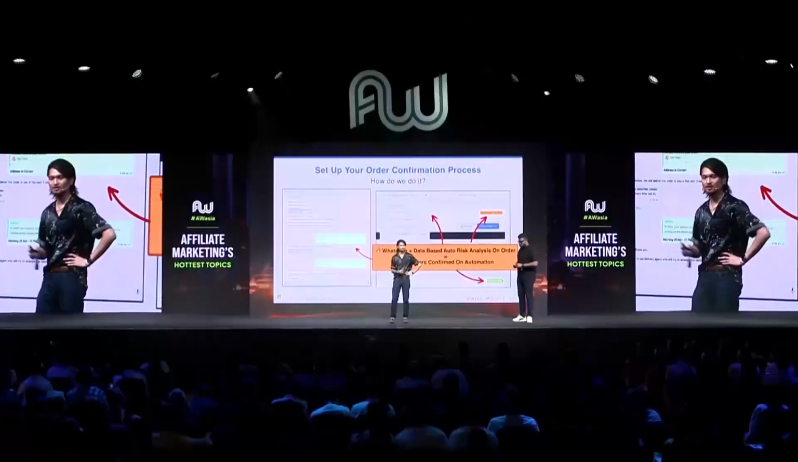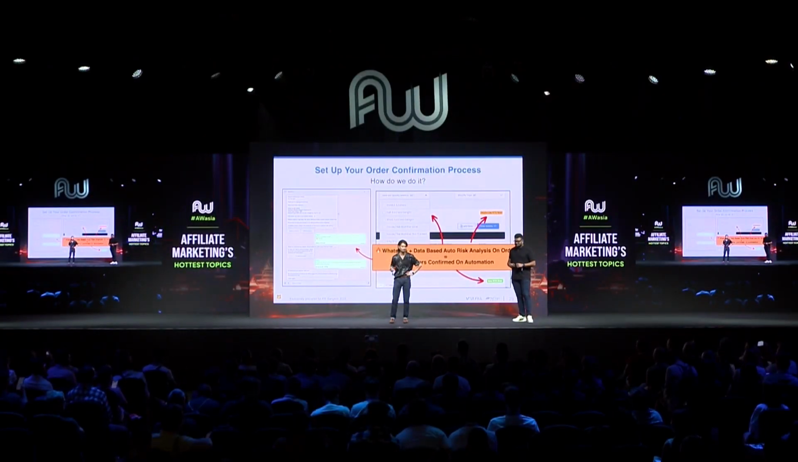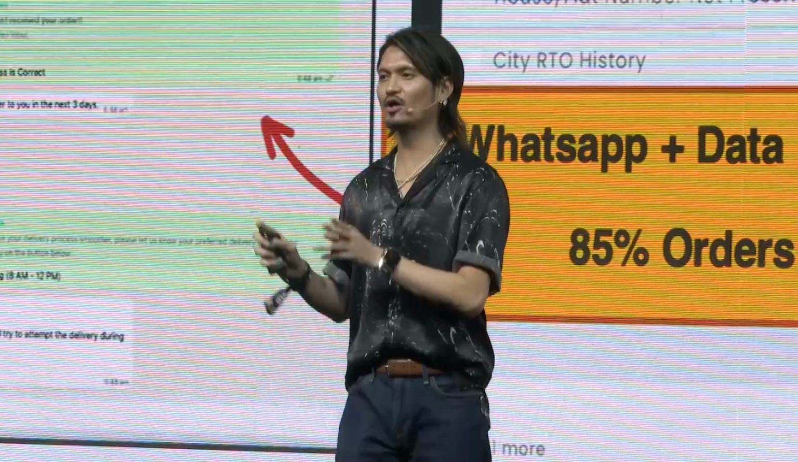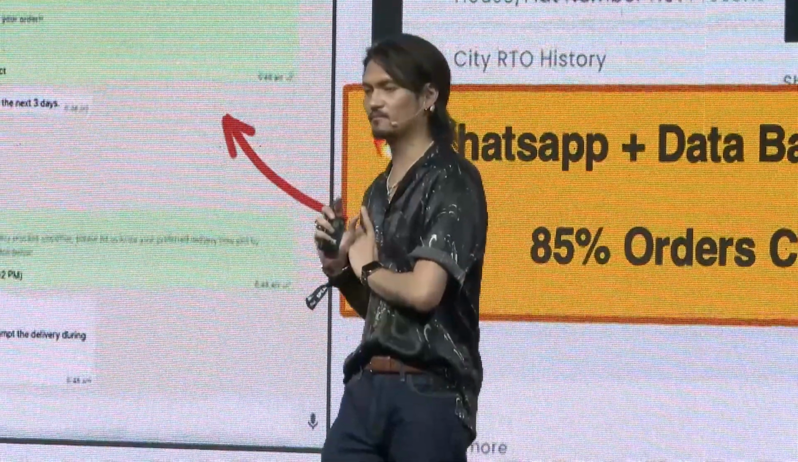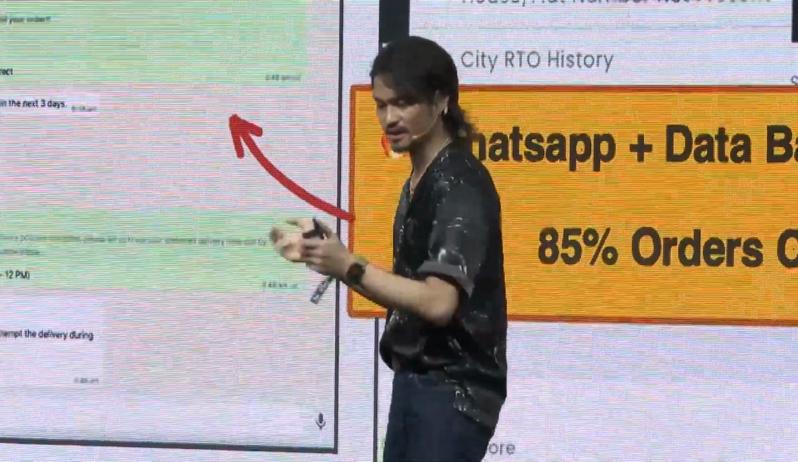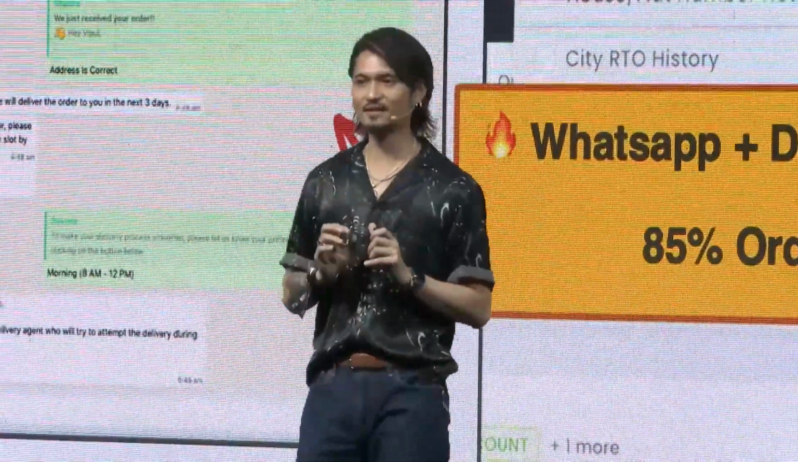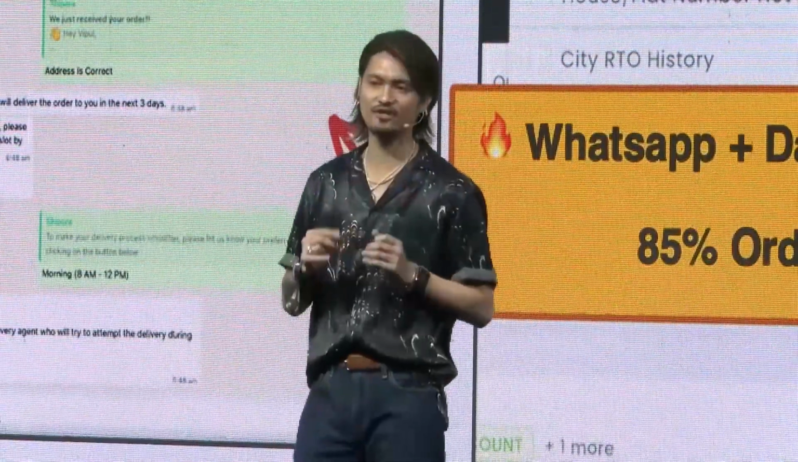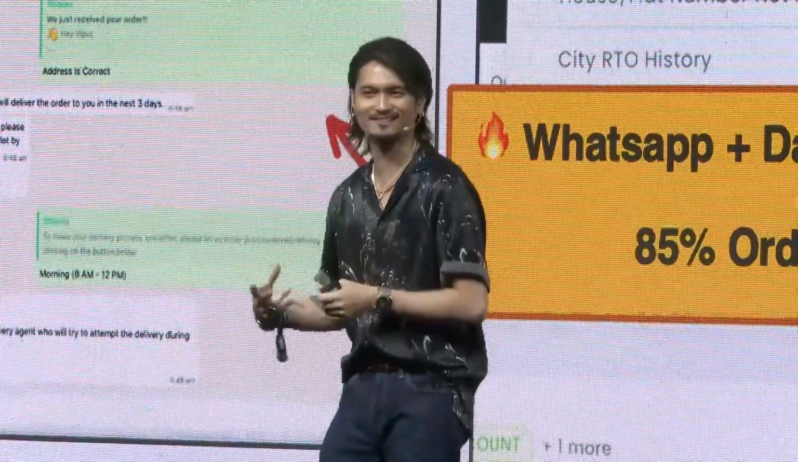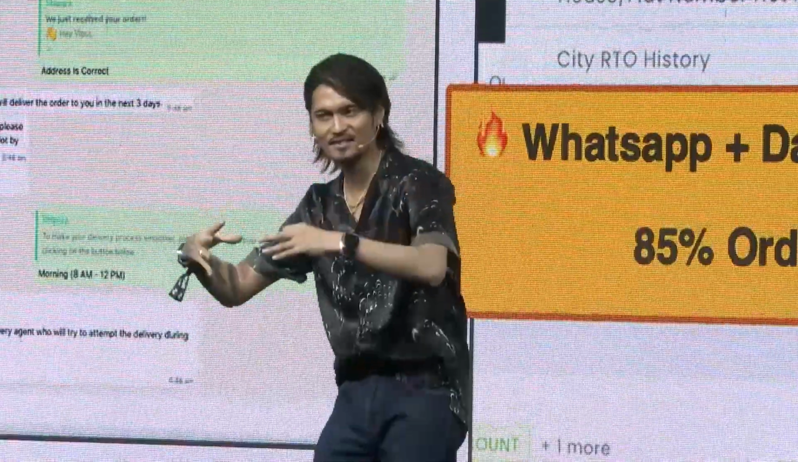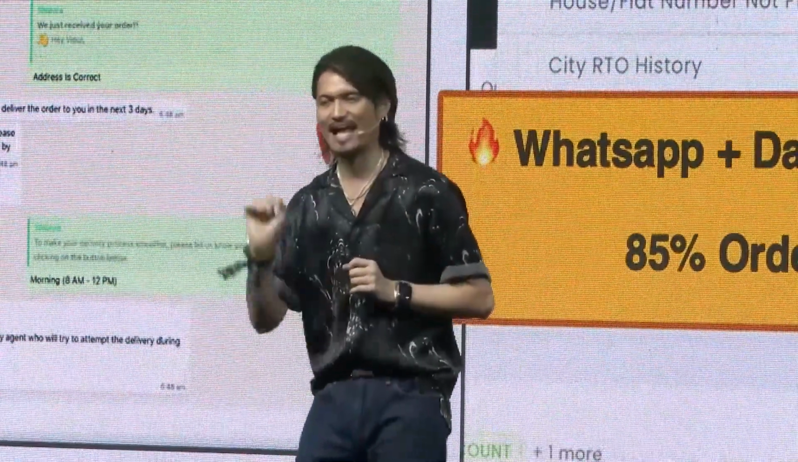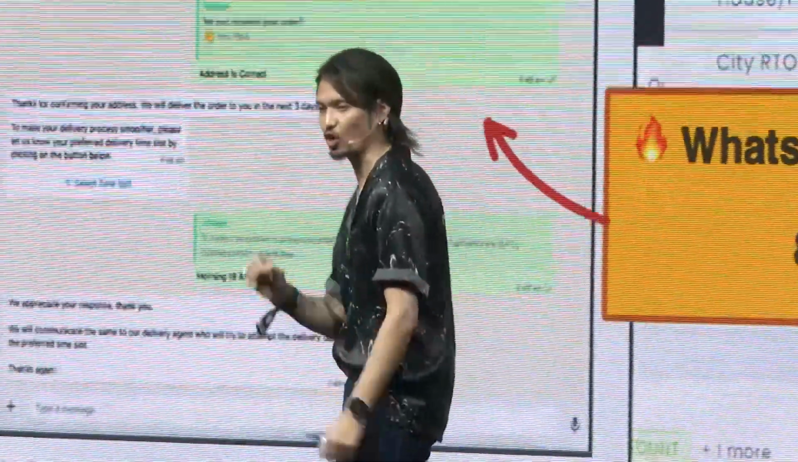So let's move on to setting up your confirmation process. Typically, we suggest that you hire a call center in India. But we partnered up with an e-commerce company in India, and we realized that having a WhatsApp automated response, plus vFulfill's database auto risk analysis, combined together, increased our order confirmation to 85%, and it's all automated.